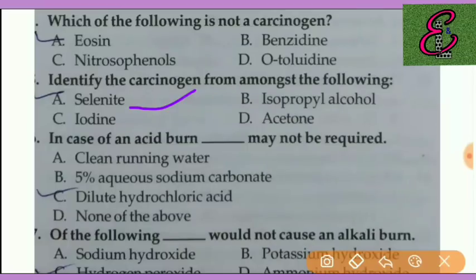In case of an acid burn, blank may not be required. The answer is dilute hydrochloric acid.